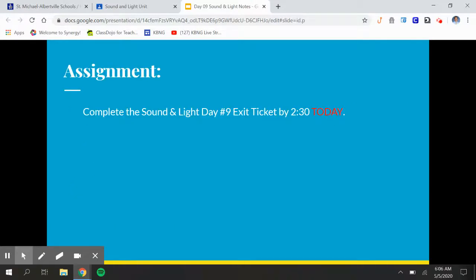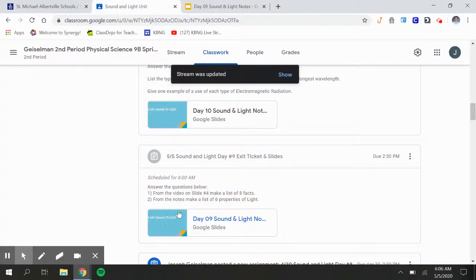All right, so your job is to complete the exit ticket for today. If I look at it, for your exit ticket for today, there's a video on the slides there. List 8 facts from there, and then make the note from the notes. Make a list of 6 properties of light.